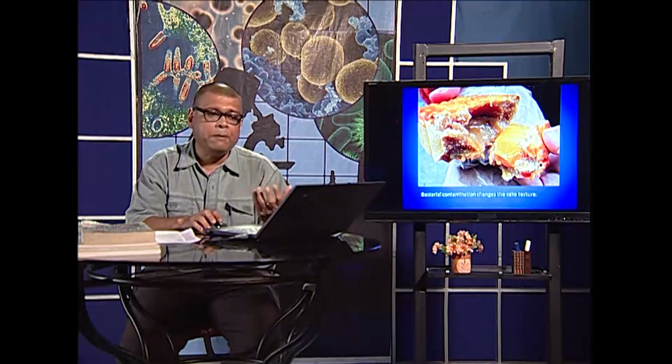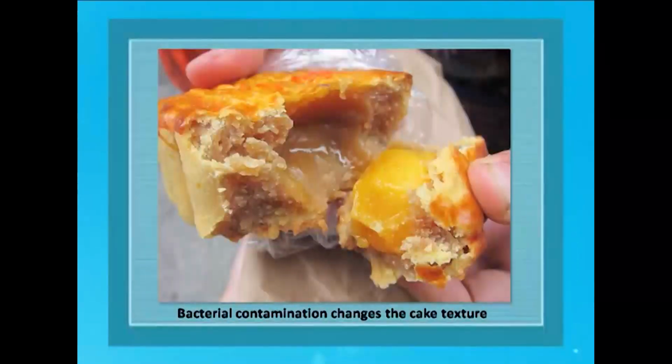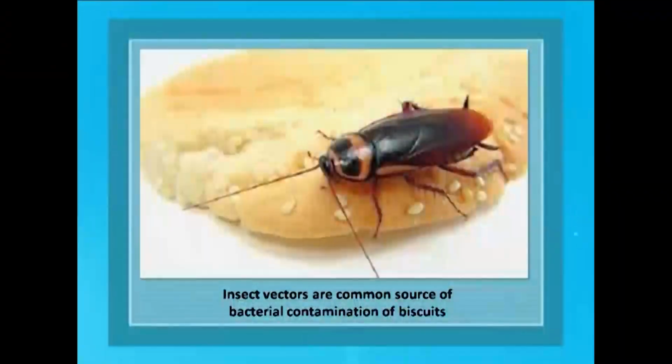Cakes which we prepare from milk, flour, and also egg may be contaminated by bacteria. And this bacterial contamination will change the texture, which also includes Pseudomonas. Biscuits, which are bakery products, apparently will not have any contamination when produced in the bakery, but because of poor storage, and because of insect vectors like cockroaches, there will be bacterial contamination.